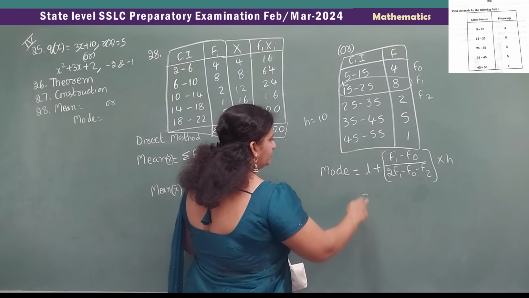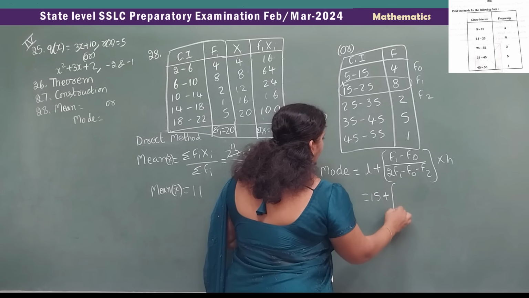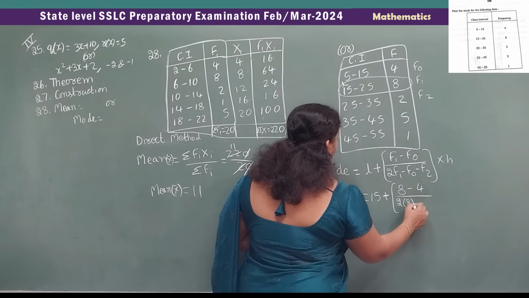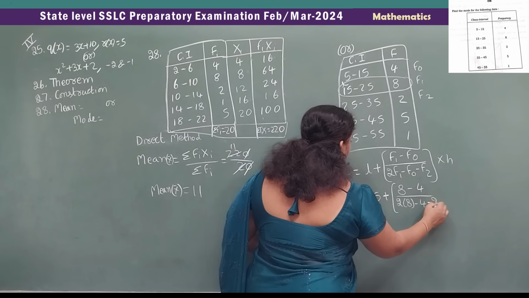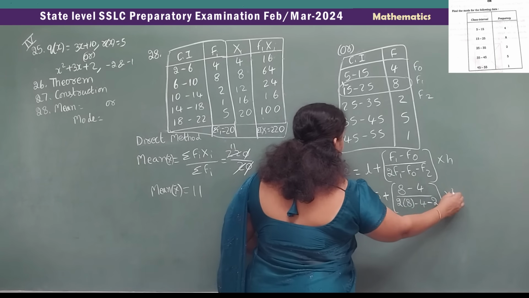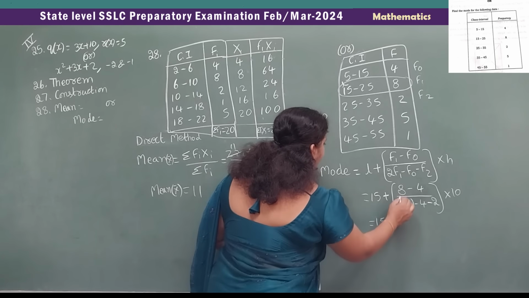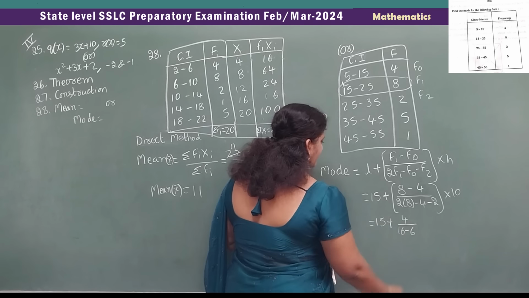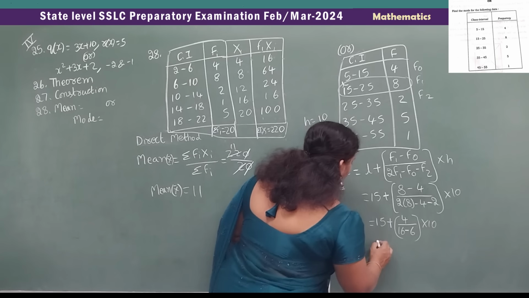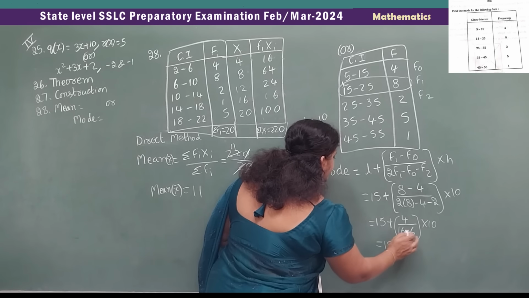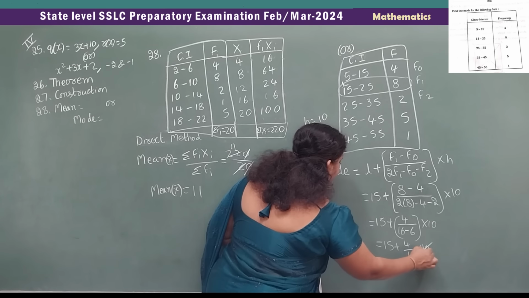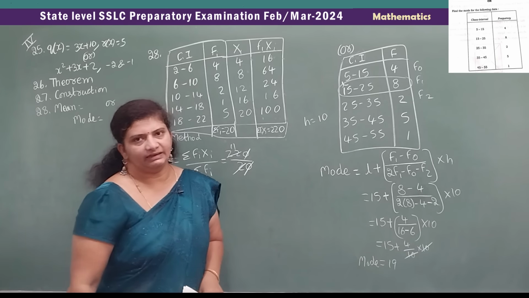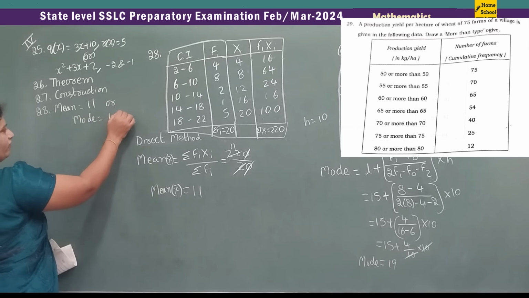Now substitute all these values. l value is 15, f1 is 8, f0 is 4, by 2 into 8 minus 4 minus f2 value is 2, and your h class size is 10. 15 plus 8 minus 4 is 4, by 8 twos are 16, minus 4 minus 2 will be minus 6, into 10. 15 plus 4 by 16 minus 6 is 10, into 10. So this 10 will be cancelled. 15 plus 4 is 19. Therefore the mode of the given data is 19. Okay. Mean value is 11 and mode value is 19.